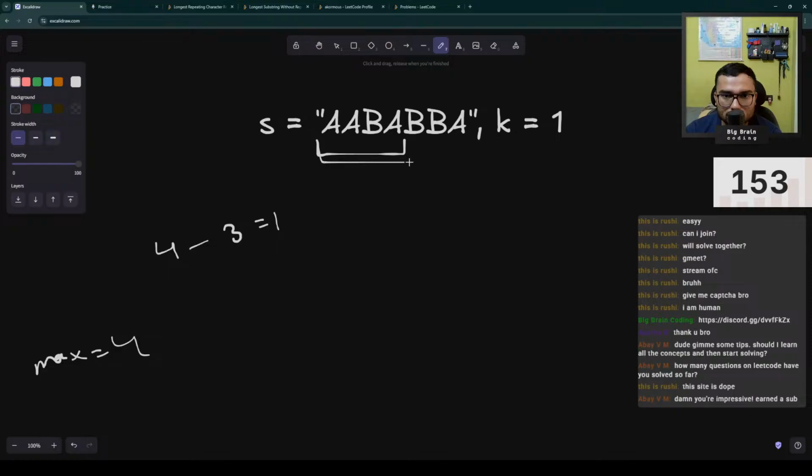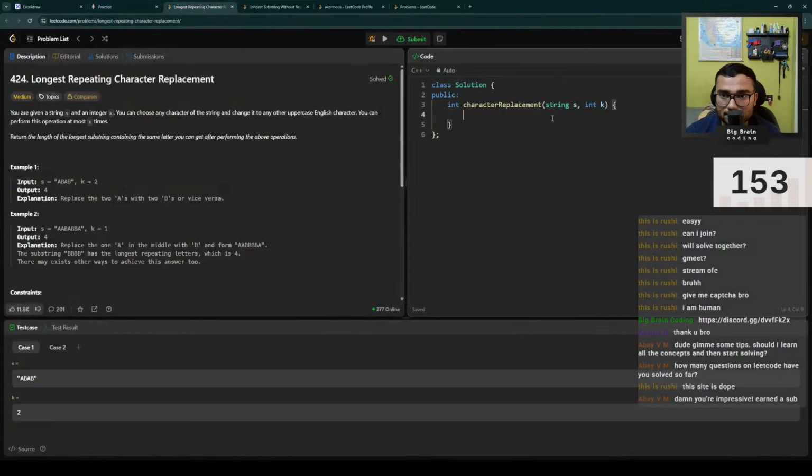But when the window reaches this size, max frequency count is still 3. This becomes 2, and 2 is greater than k. Then we start decreasing the window from the start. So this moves here, and we decrease the frequency of this. And yep, that's how it's done. Okay.